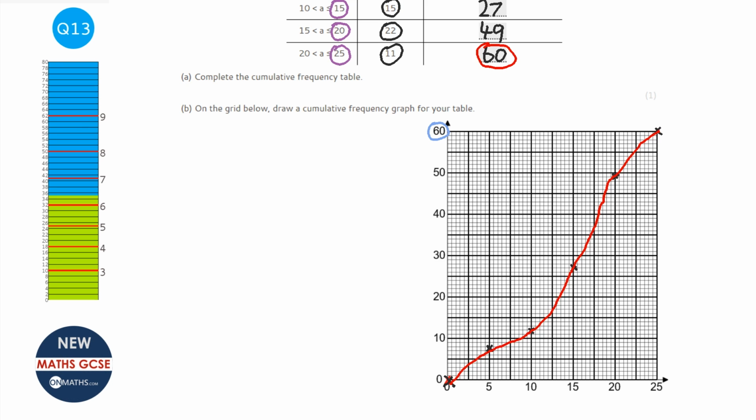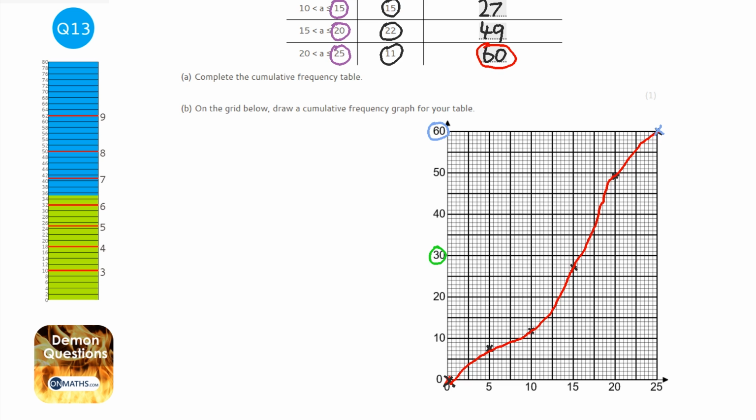It's where your graph goes up to. Now mine happens to be the same, but sometimes your graph might go up to 70. The scale might go up to 70, but your actual graph might only go up to 60. And to find the median, you just halve the 60. But 30 is not the median. 30 is how we find the median.